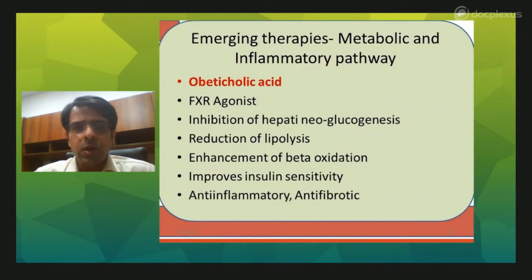Obeticholic acid has also come up. It is an FXR agonist, has been used for treatment of NAFLD. But again, not used in established cirrhosis. It is used only in F2, F3 fibrosis as of now.